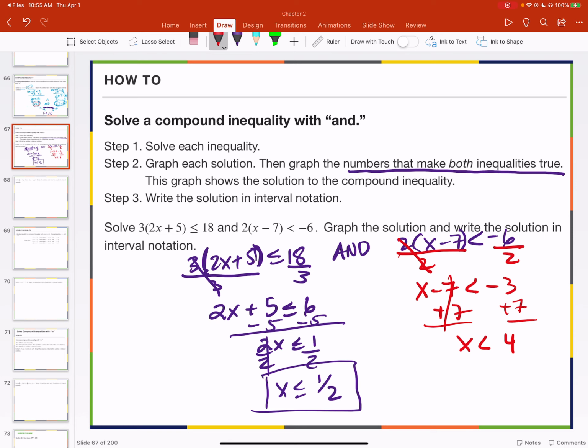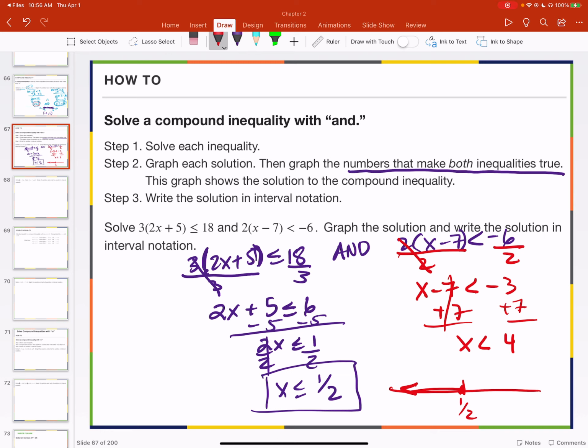So then what does that mean? If these both have to be true, I have here x, here's 1/2. 1/2, it has to go to the left. And then I have the other, less than 4. So let me show you both. And then basically we're going to only keep the part that highlights both of them.